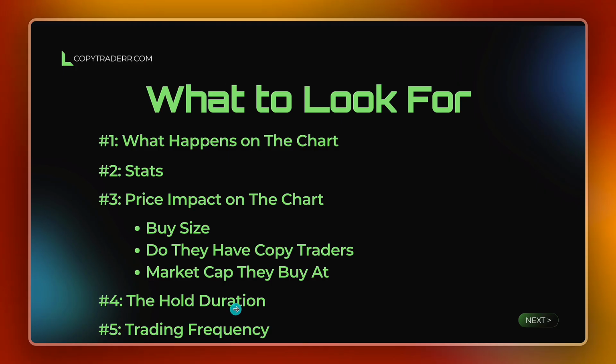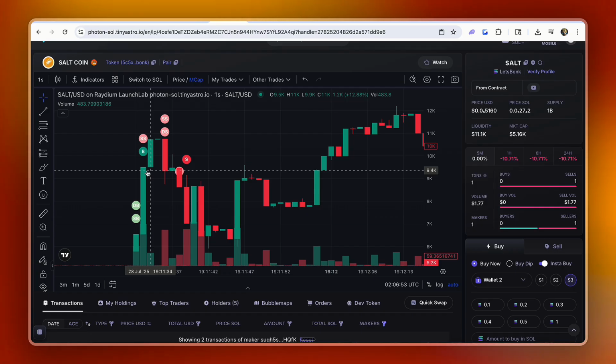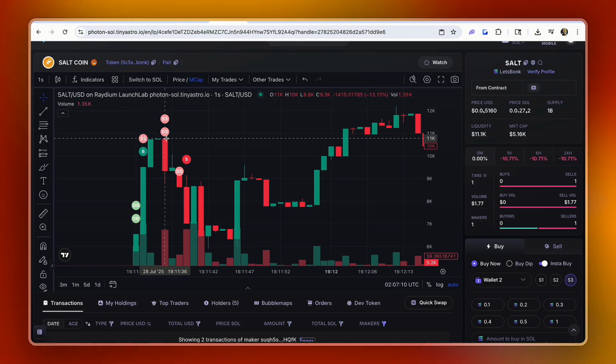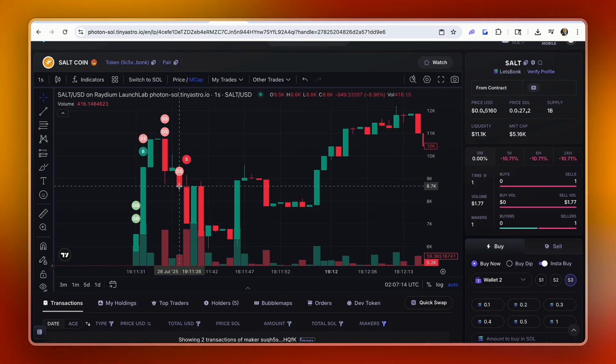After that, you have the hold duration. How long do they hold the tokens? Why this is important is because if they buy and they sell very quickly, let's pretend they bought here and sold here, then you're going to get in, and before the coin can go up enough, they're going to dump on you and you're going to get out and lose money.